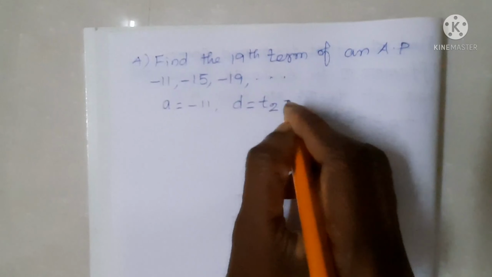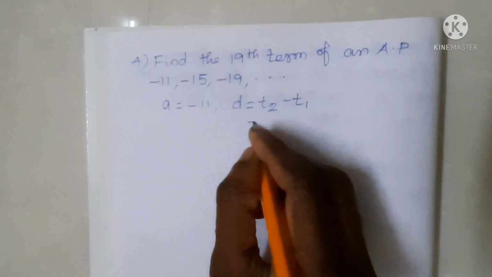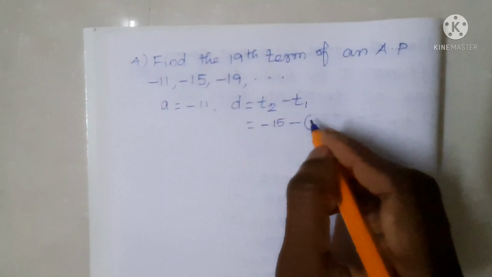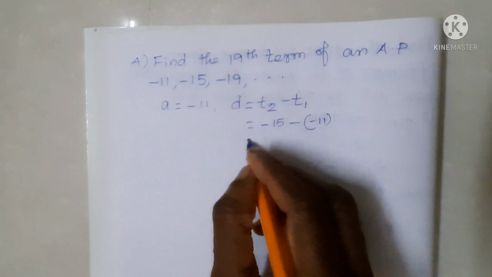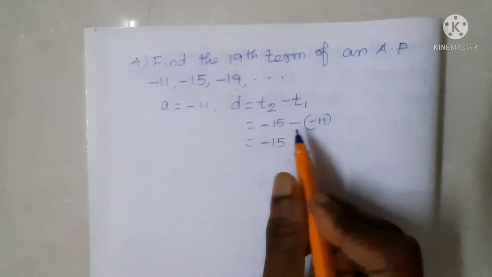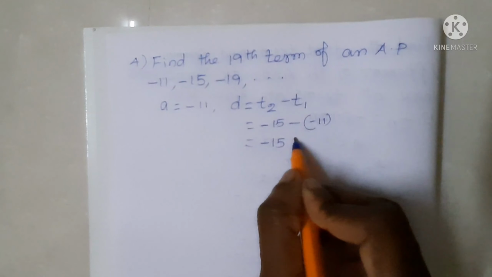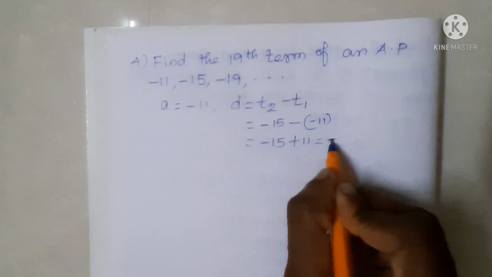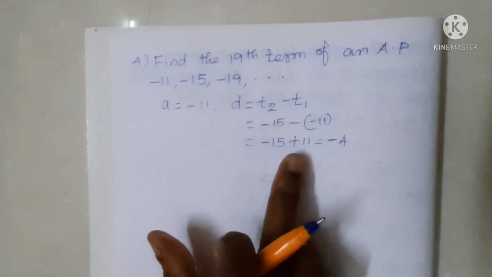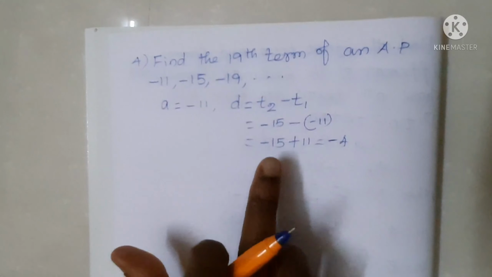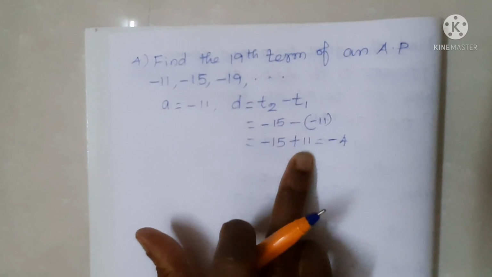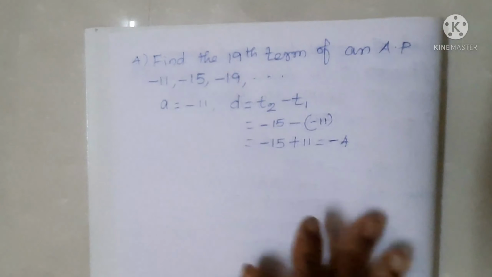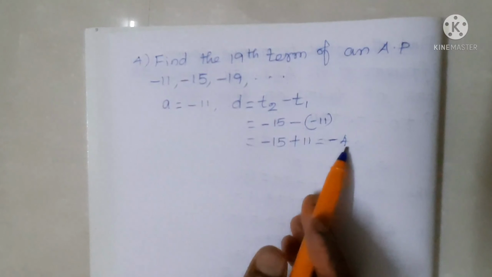D is equal to T2 minus T1. So the second term is minus 15 minus of first term, minus 11. Now it becomes minus 15. The minus into minus, if you multiply, you will get plus 11. So minus 15 plus 11 is equal to minus 4. When two numbers have different symbols, you subtract the smaller from the biggest number, and whatever sign the biggest number has, you should put here. Okay. Then you know A and D.